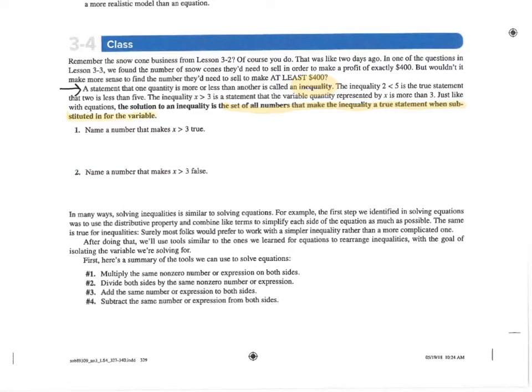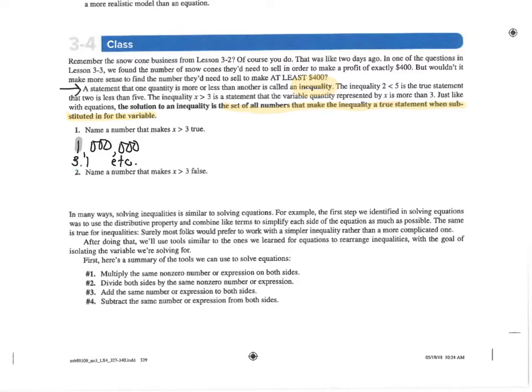So there's going to be more than one answer to number 1 and 2. It says name a number that makes x is greater than 3 true. Well, I have an infinite number of choices. I could say 1,000,000. I could say 3.1. There are so many other choices.